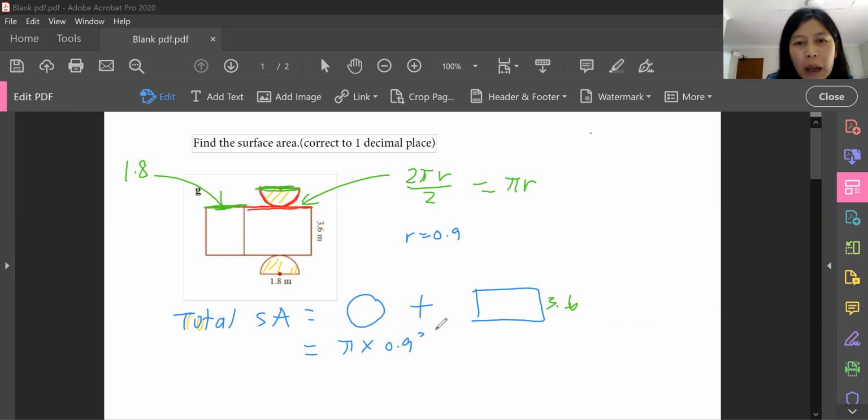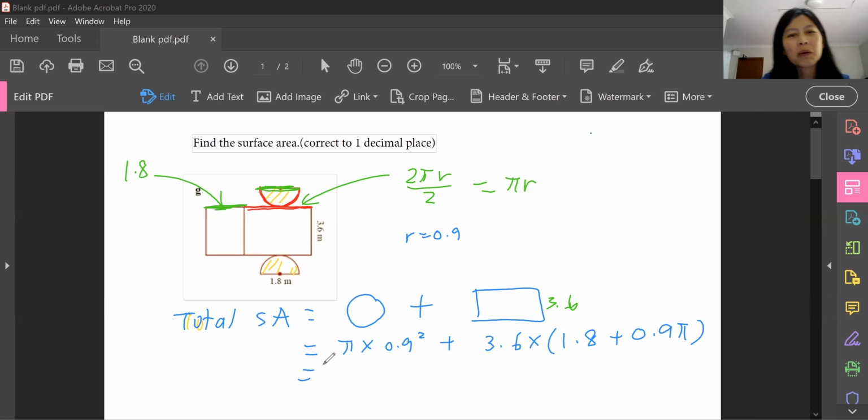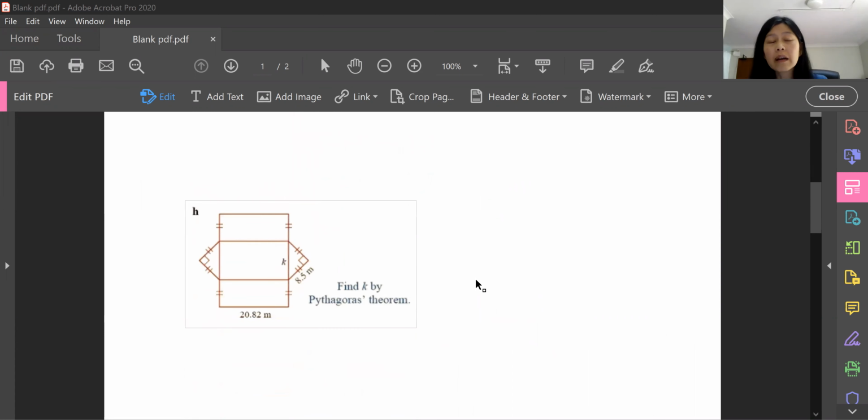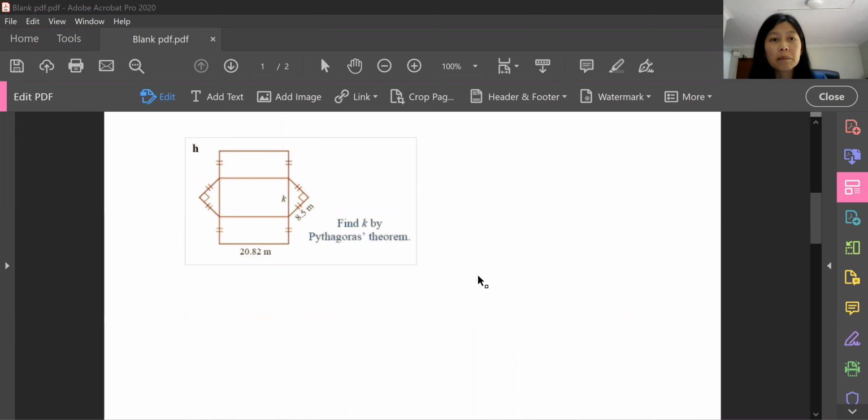Write it out first. The rectangle is 3.6 multiplied by the length 1.8 plus pi times radius, as we discussed, pi times radius. So we are done. Type it in the calculator, and you should get the total result 19.20 meters squared. All right. You may pause the video for the next question and try working it out, and when you're ready to read the answer, then you play the video.